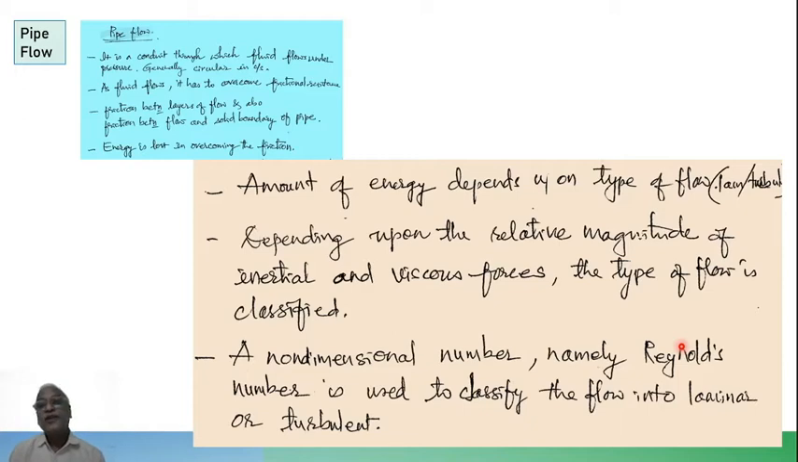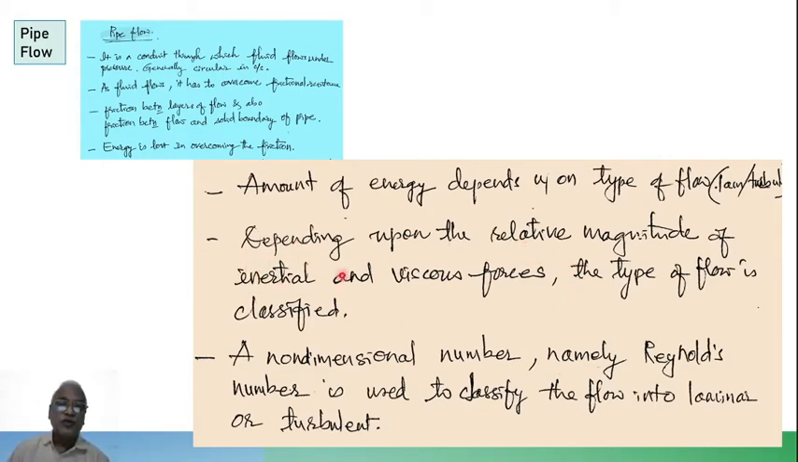What is meant by laminar flow? What is meant by turbulent flow? We'll see it further. Depending upon the relative magnitude of inertial and viscous forces, the type of flow is classified. Now, to identify whether it is laminar or turbulent, what you have to compare? You have to compare the inertia force and the viscous force of the flow. Of course, we'll be dealing with this in the next few slides.